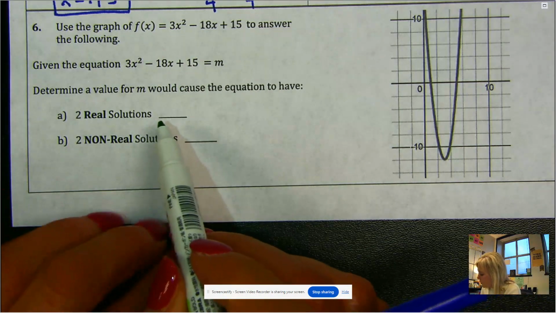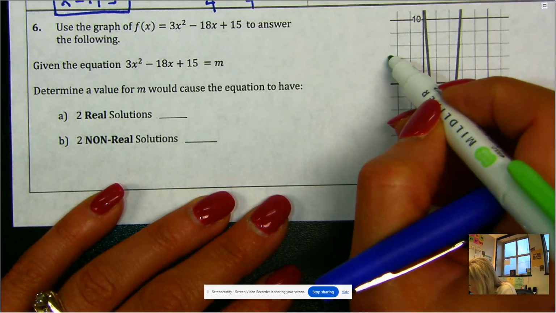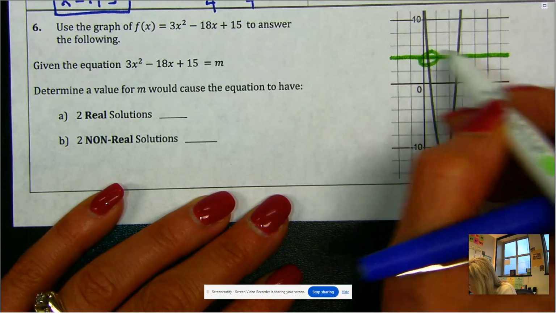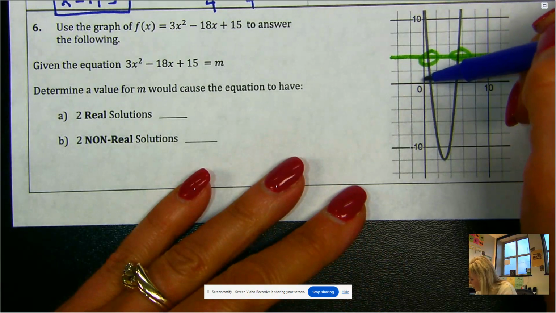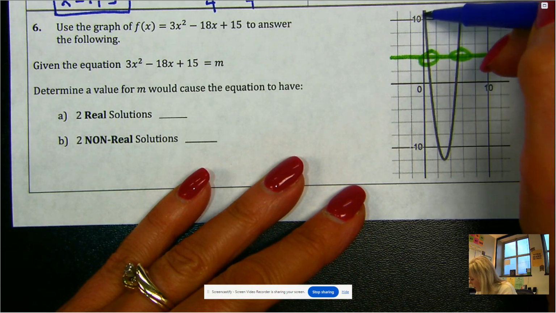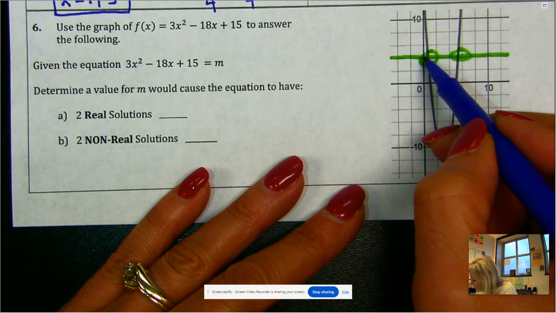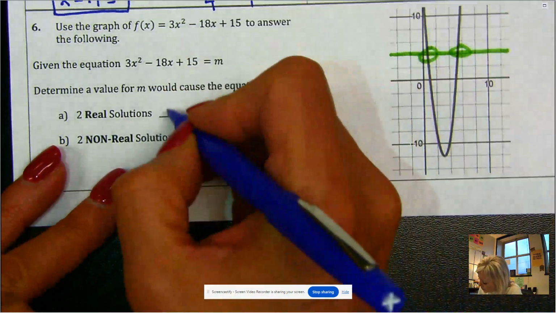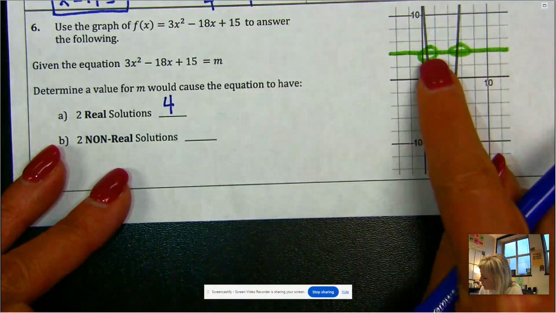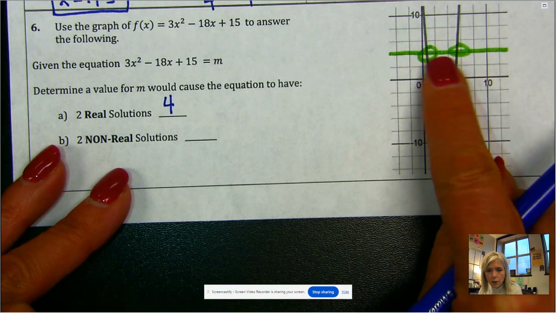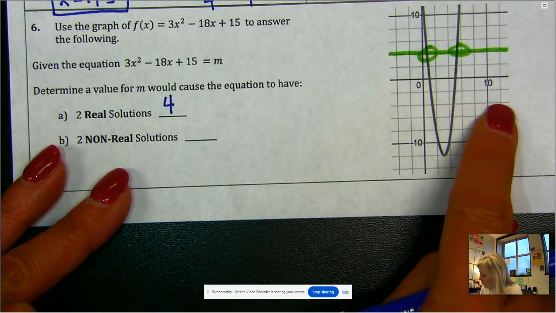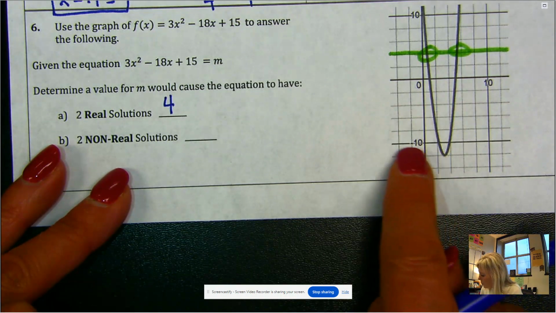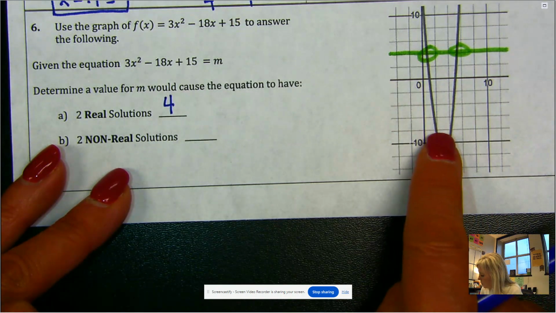So let's talk about the real solutions. Any time where you cross the graph in two places, you're going to have real solutions. So this graph is counting by twos, right? 2, 4, 6, 8, 10. So I just made that green line at 4. So if this was equal to 4, there'd be two real solutions in each of those places. Okay? Even like negative 4 would have two real solutions, and so would negative 8, two real solutions.